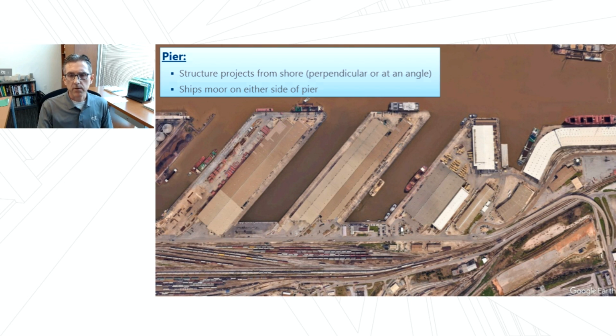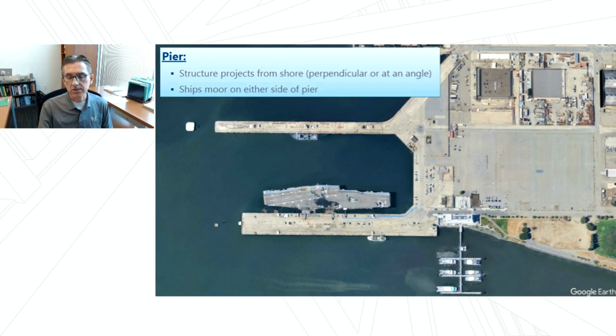A pier is another common term. These are maritime structures that project from the shore, either perpendicular or at an angle, as in this case. And this allows vessels to moor on either side of the pier for cargo loading and unloading. This example of a pier here is actually two piers that are essentially perpendicular to the shoreline. And at the very bottom of the figure, we see a small craft harbor, marina, or dock.